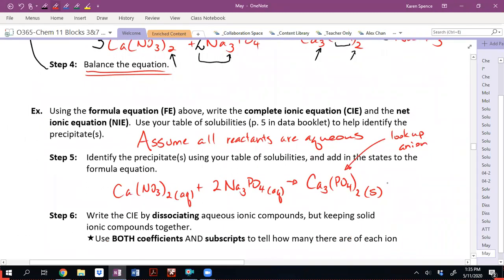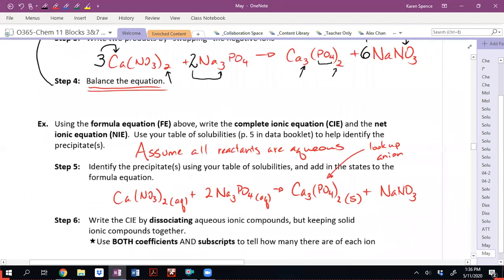And our other one, NaNO3, is, and we can again go look that up. I'm not actually going to go to the chart this time because I know that all alkali are soluble, and I know that all nitrates are soluble. If you can memorize those, that's super helpful. You don't have to look at the chart all the time. But if you can't, they are on the chart for you, so there you are.